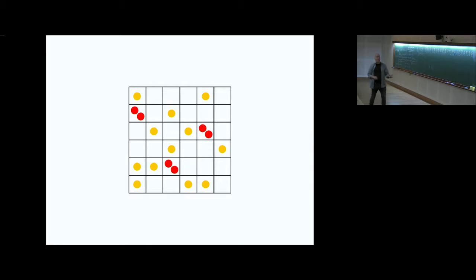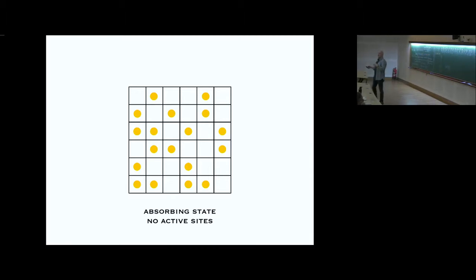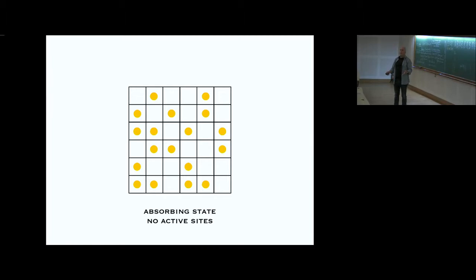I still have some active guys. They'll move again. I've just chosen this at random. Eventually, in this particular case, I come to a state where there are no more active particles. The dynamics ends. There's no more dynamics. The thing is finished. That's an absorbing state. That's why these are called absorbing state models. Everything is done.